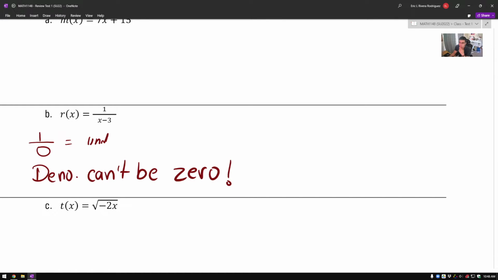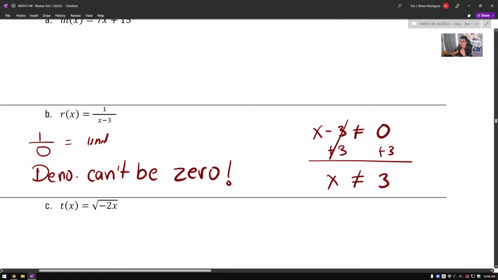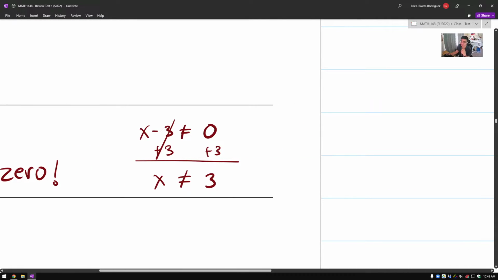Okay, so what we don't want here is that the denominator be 0. So we take the denominator, x minus 3, which can't be 0. Okay, and then we solve this for x. So to solve for x, we add 3 to both sides. Okay, and we cancel this part here, and then we have x can't be equal to 3. So there is a restriction here: the value that x cannot be is positive 3.